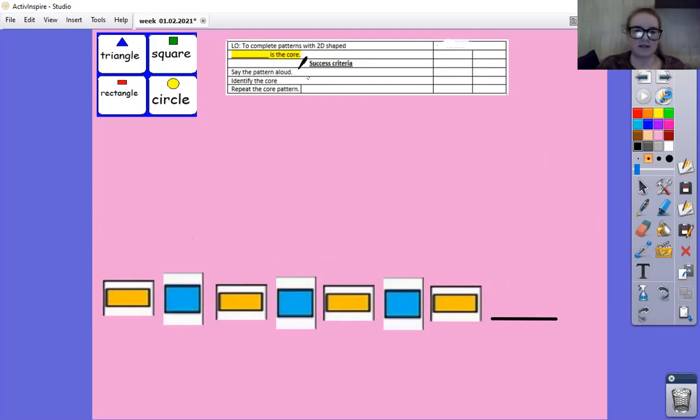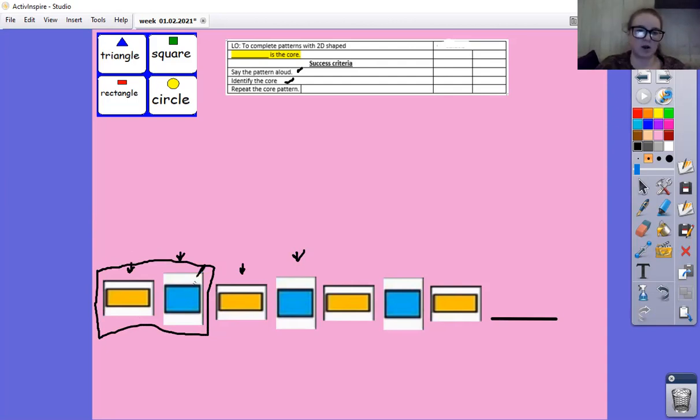Okay, so I've said the pattern aloud, and now I want to identify the core. So let's have a look. Here I've got a yellow rectangle. So that's the start of my pattern. Where's my next yellow rectangle? My next yellow rectangle is here. Fantastic. Then after my yellow rectangle, I've got a blue square. So have I got a blue square after this yellow rectangle? I do. Brilliant.